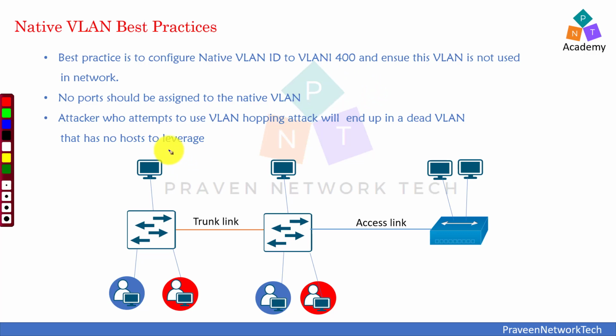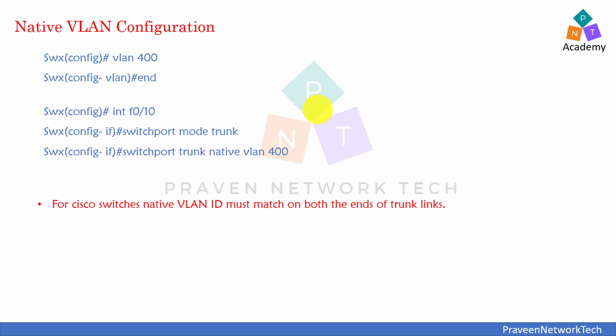The users can be anywhere, in VLAN 10 or VLAN 20, whatever it may be, and they are able to communicate with each other. If any packet comes in without tag information, by default it is going to be sent to this specific native VLAN. Now we'll see the configuration of native VLAN.